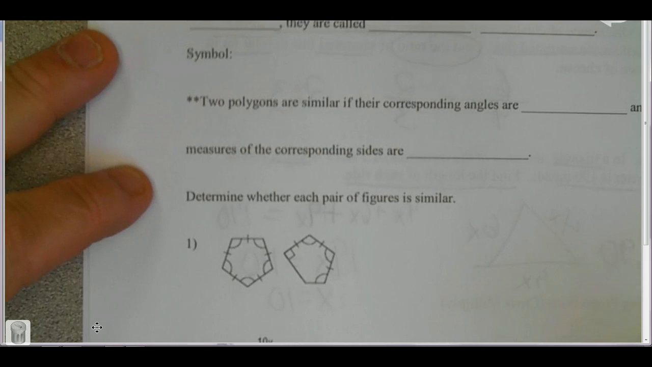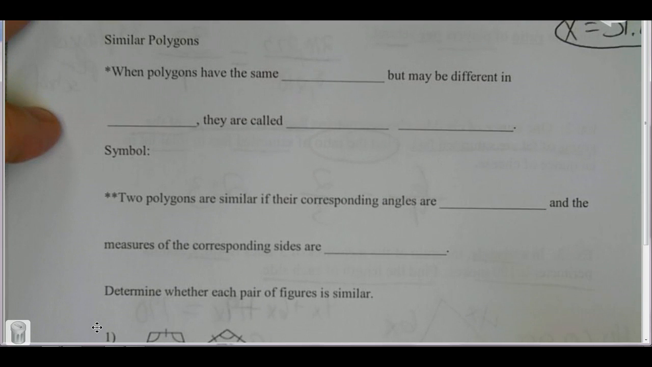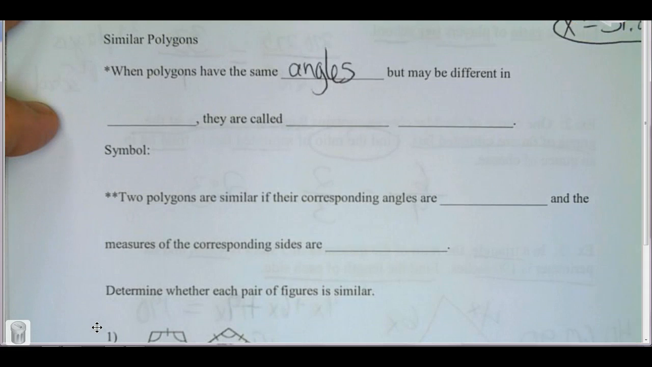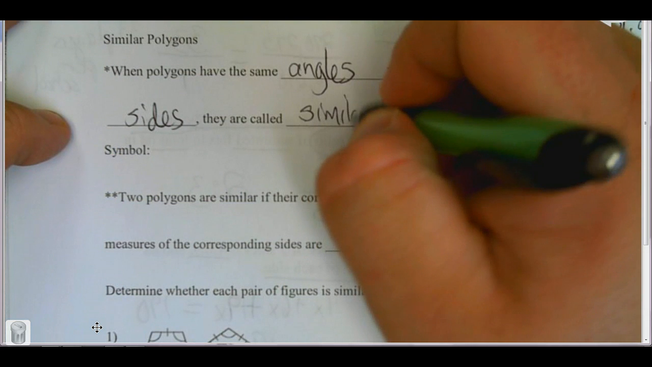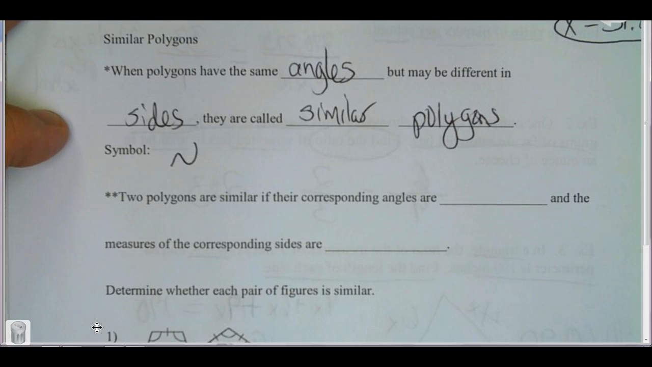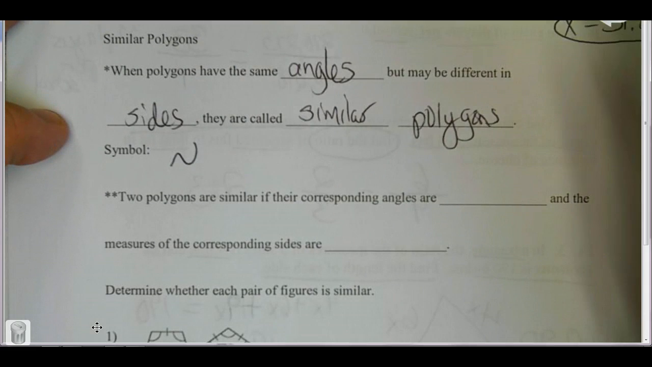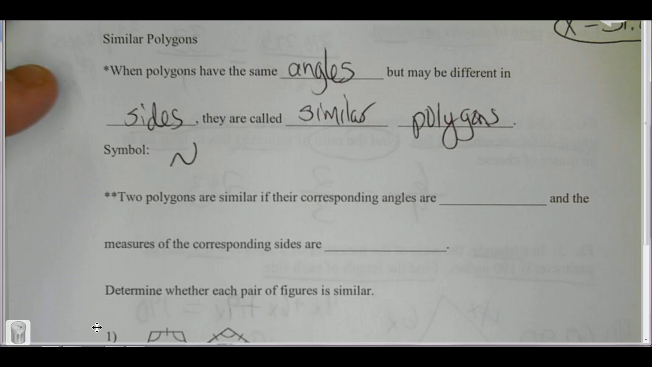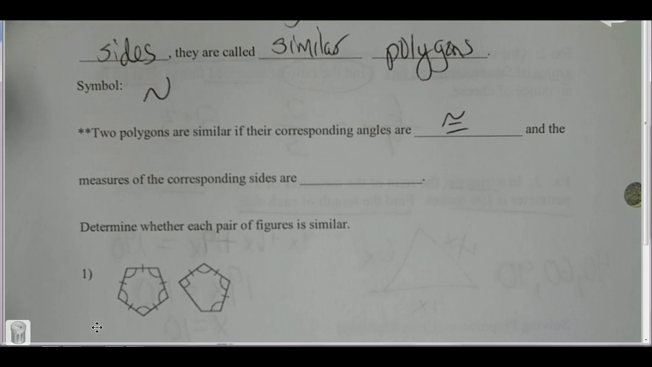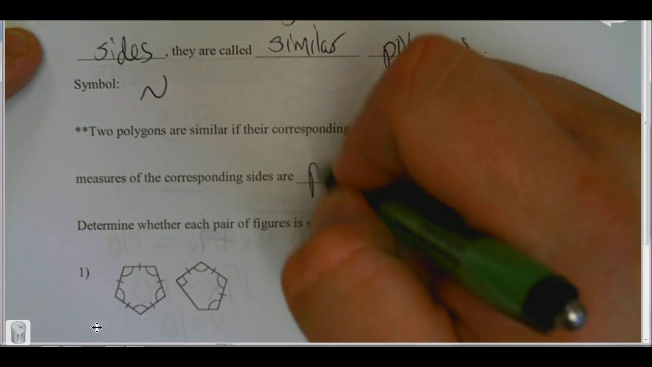When polygons have the same angles, but they may be different in size, they are called similar polygons. And here's the symbol. Okay, so again, it's the congruency marker without the equal part, because they're not equal, they're similar. Two polygons are similar if the corresponding angles are congruent. But here's the important thing, and this is why we've been doing this section. The corresponding sides have to be proportional.